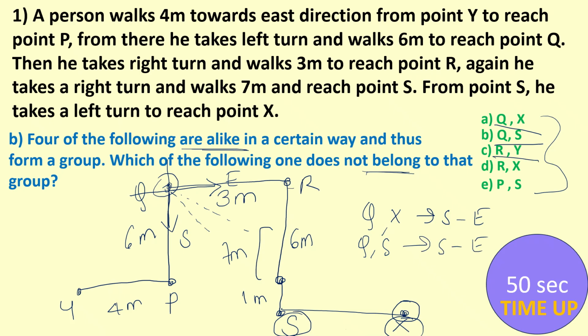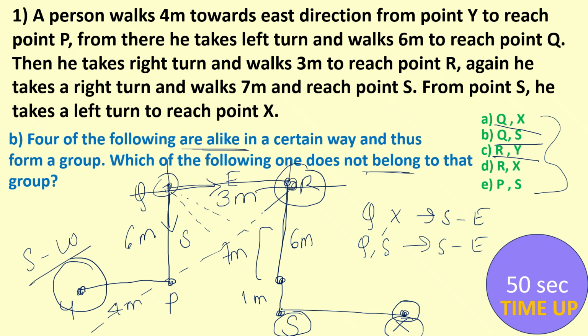Next, RY. R is here and Y is here. So in which direction are R and Y? It is in the southwest direction. So this is the odd one out. RY will be the odd one out. So option C is the correct option.